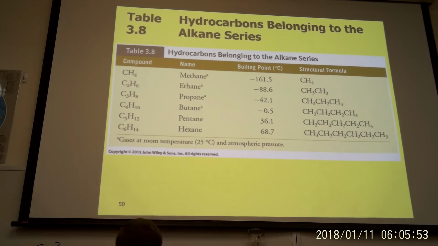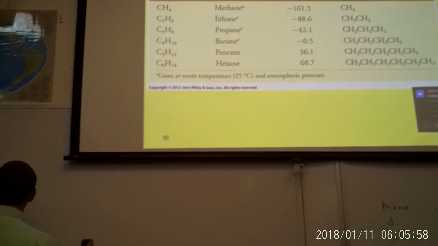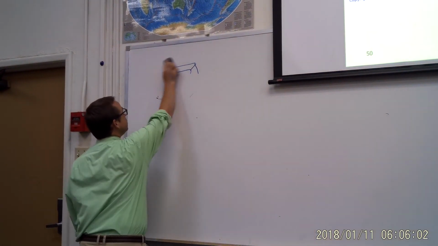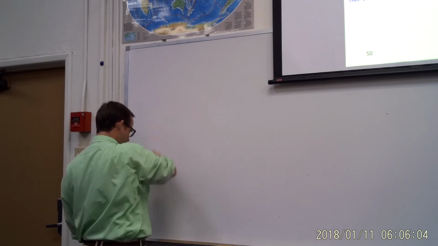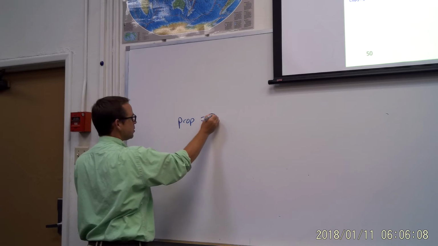I'm going to erase this side now, which is our ionic compound, and we're going to bring up the naming of organic compounds over here. All right? Propane is one that you're familiar with. Prop is 3.